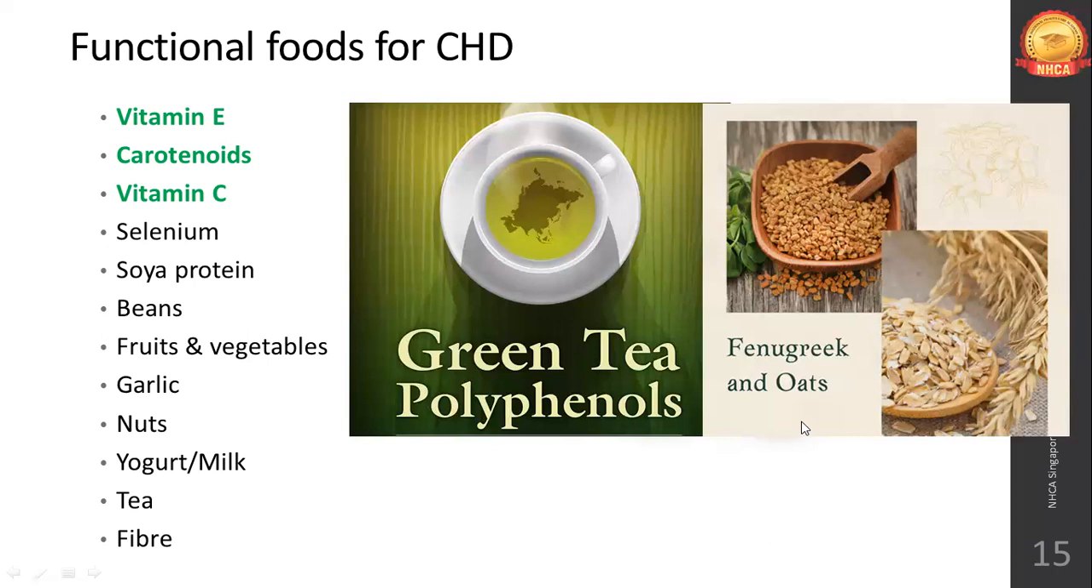Then green tea has polyphenols that can also prevent coronary heart diseases. Yogurt and milk. Yogurt has a high amount of casein and calcium. Both of them have a hypocholesterolemic effect. They can reduce the cholesterol. In tea, polyphenols are present that can also reduce the LDL levels and the oxidation of the LDL in the blood.